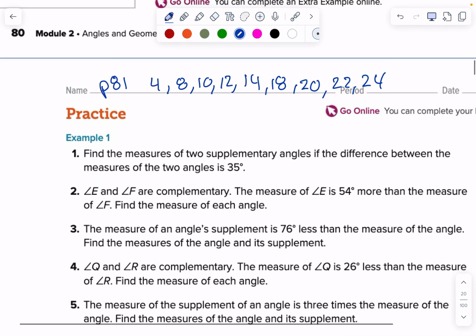Okay, there you go. There's your homework. All right. 2, 4, 6, 8, 9 problems for homework.